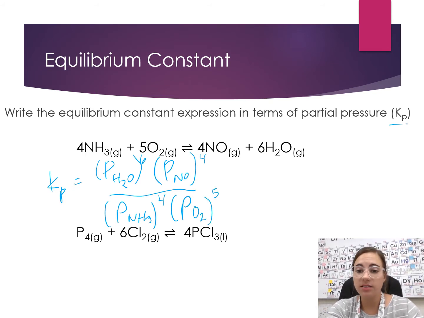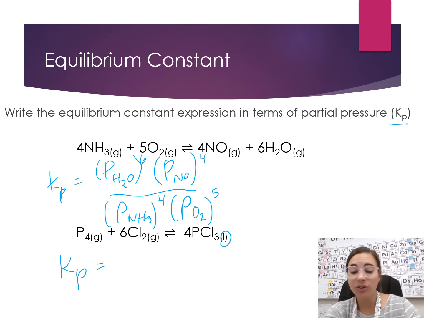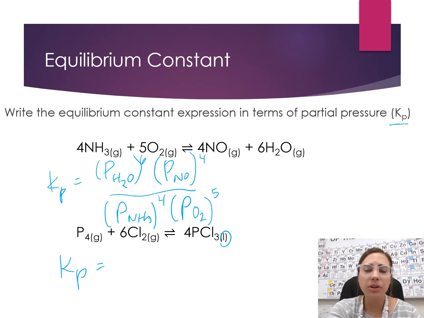All of those were gases, so all of them can be included. Now for the second one, my product is a pure liquid. I cannot include it in my equilibrium expression. It's my only product! What do I do? What do I put in a fraction if I don't have a numerator?